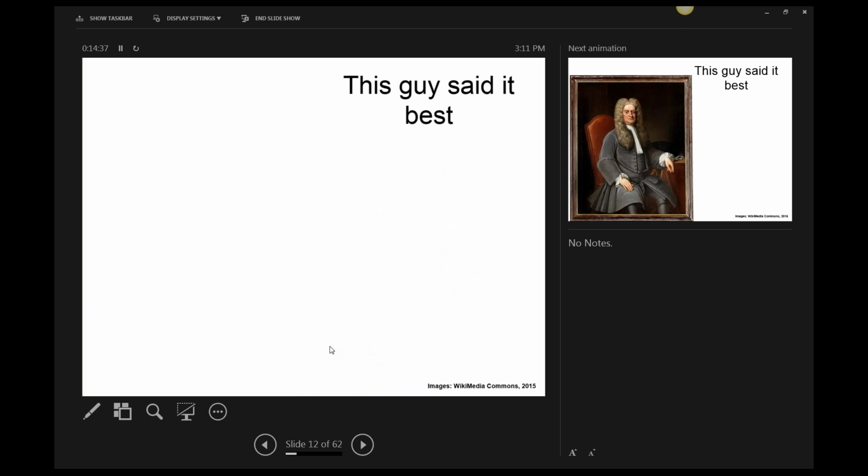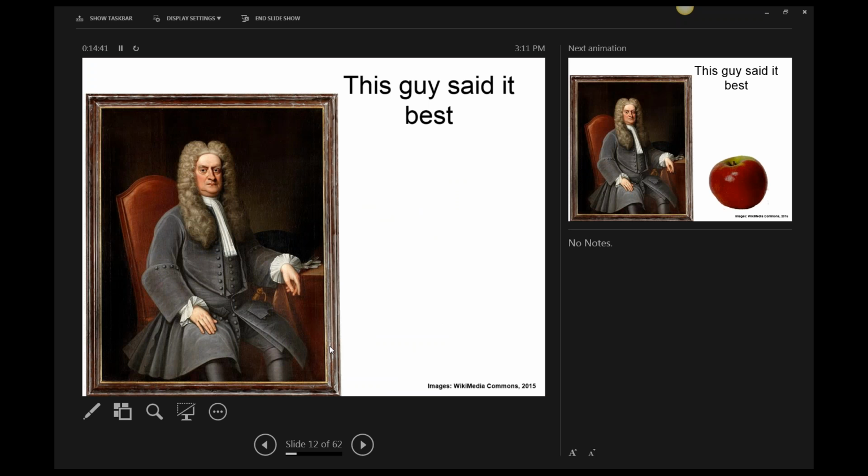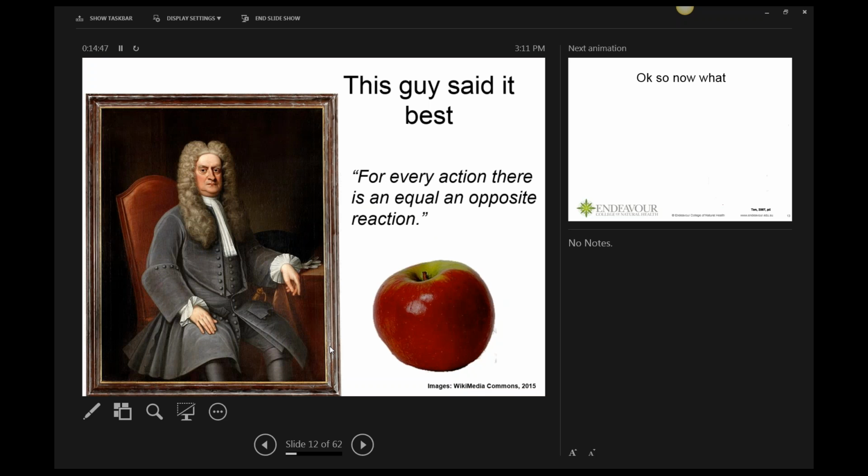And then I said, this guy says it best. For those of you that don't know Isaac Newton, the clue is the apple, right? Where he said, for every action, there's an equal and opposite reaction. So we've just got to find the equal and opposite reaction that we're aiming for. Okay, so that's the very quick introduction of that. So we'll start to move on to the systems.